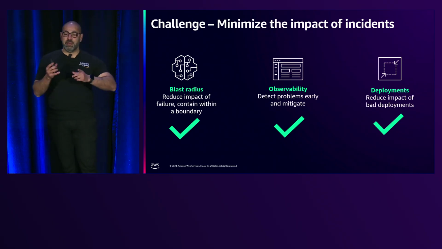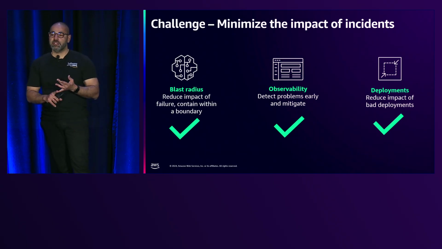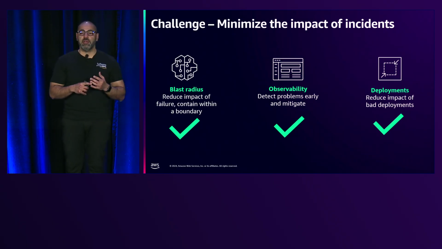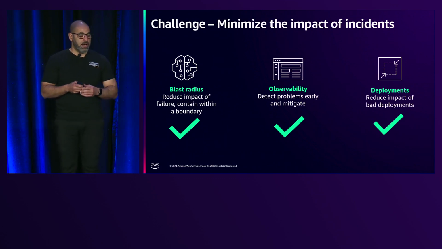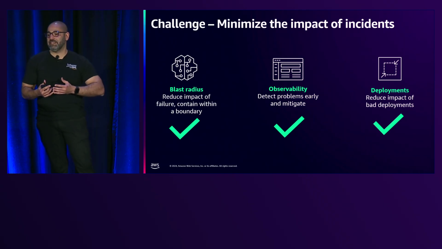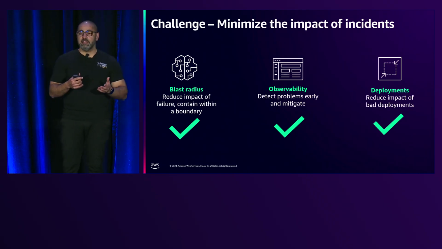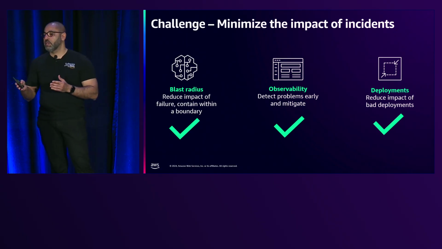So just to bring it back, the main thing we wanted to do here is minimize the impact of incidents. We do that by introducing cell-based architecture, where we limit the impact of incidents when they happen, containing the failure within a specified boundary. Observability, making sure that your observability stack is cell aware. And then deployments, making sure that you deploy in a staggered way to reduce the impact of a bad deployment.